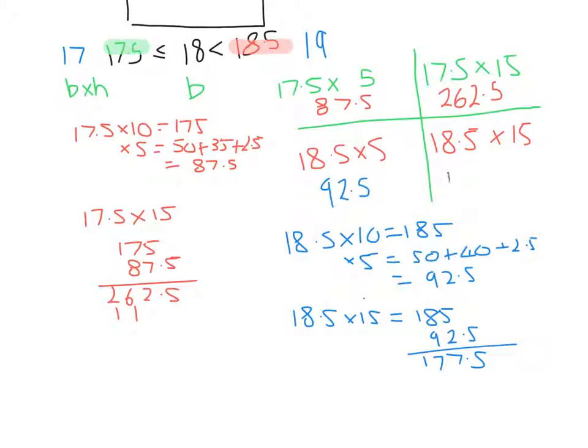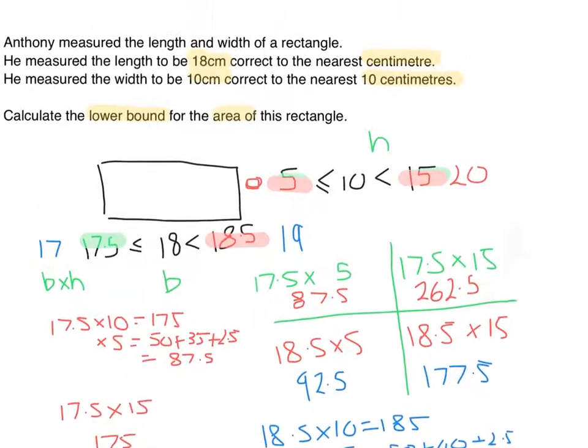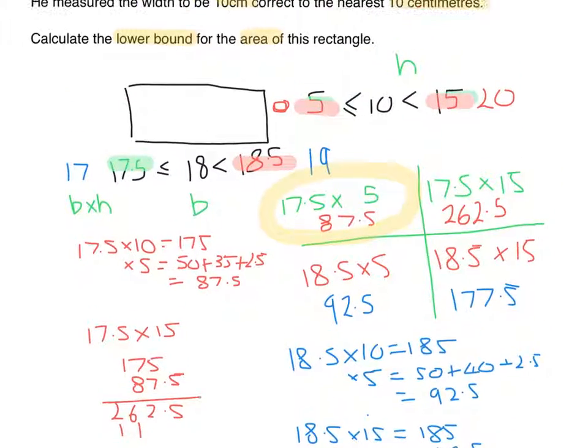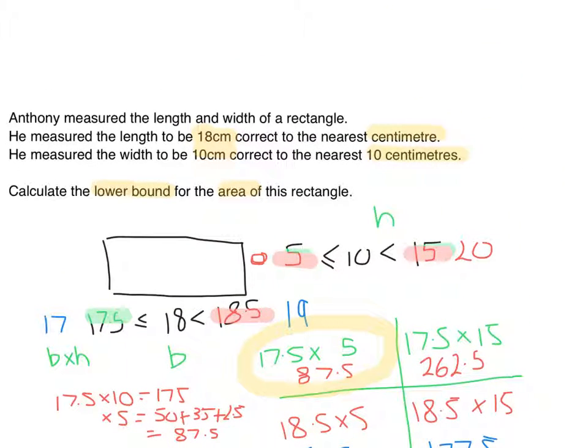which is 177.5. Now that I've done this, I've used all the bounds possible, and when I look back at the question, it's asking me for the lower bound. So I want the lowest number there, and the lowest number there is 87.5, which, as you would expect, is using the two lower bounds. So my final answer is 87.5 centimetres squared.